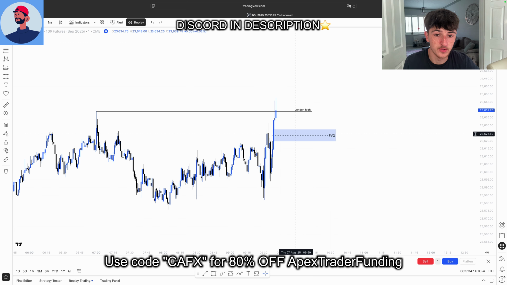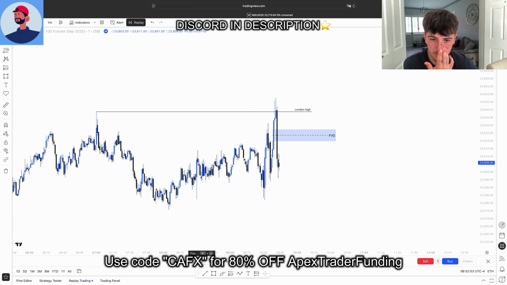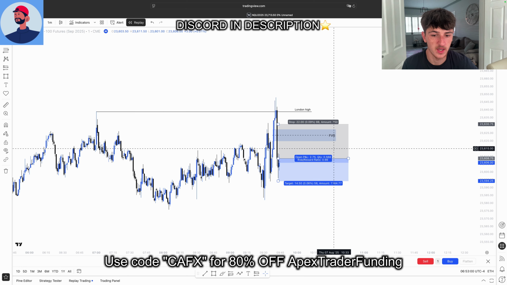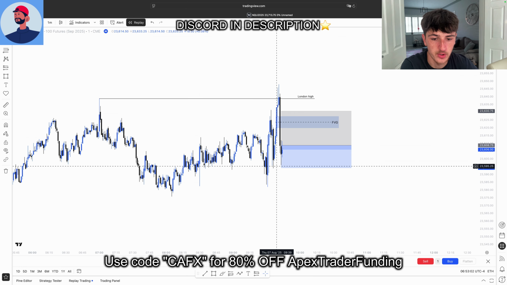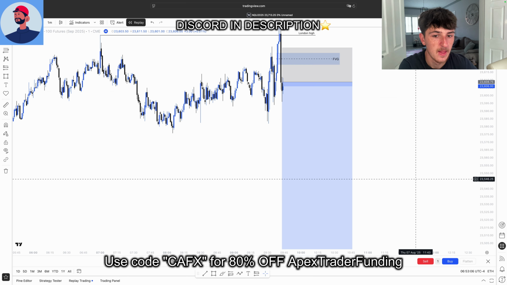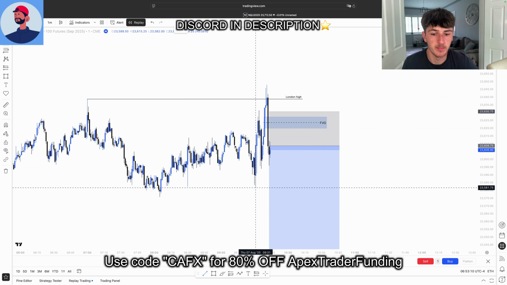So all we're going to do is wait for displacement to break this bullish fair value gap, and that will look something like this. Okay, now this candle here has clearly closed back below this bullish fair value gap. So this is now where you would enter a short position, and we can simply target the opposing side of liquidity. Now, what's important is when using this strategy, you want to be using break even and partials.